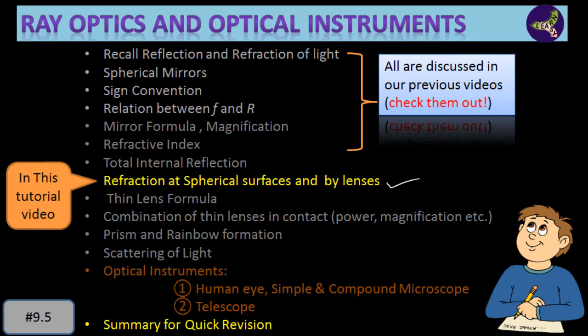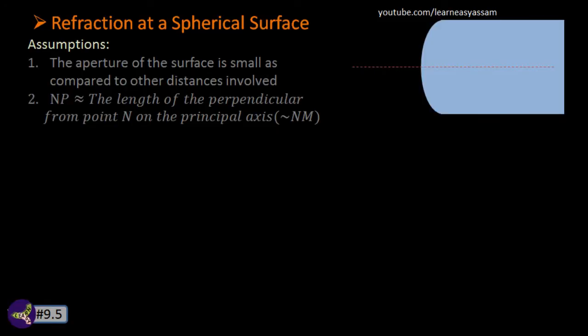So let's start refraction at spherical surfaces and by lenses. Let us consider a spherical surface. This is the spherical surface, and this blue color we can consider as some other medium. Suppose this is medium 2 with refractive index n2. And this black color area we can consider as medium 1 with refractive index n1. This curved surface we call the spherical surface.